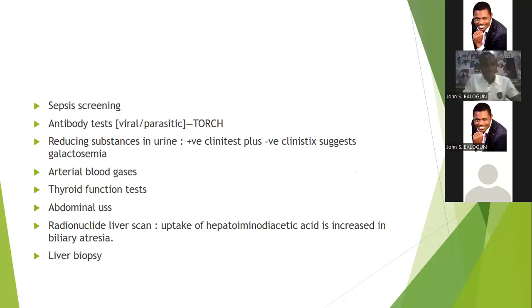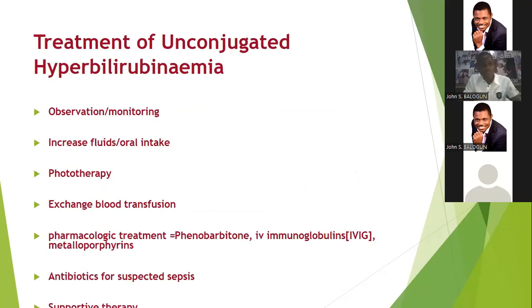Now, the treatment of unconjugated bilirubin. Number one, we say observation and monitoring. It's not every baby that has jaundice that requires treatment. If the level of the jaundice is not in the pathologic range, you may observe. While you're observing, you can monitor. As I've told you, you can monitor hourly, over 6 hours, over 12 hours, or daily.